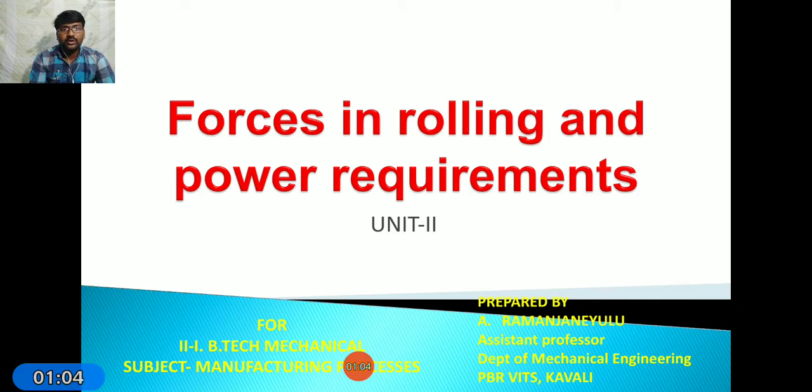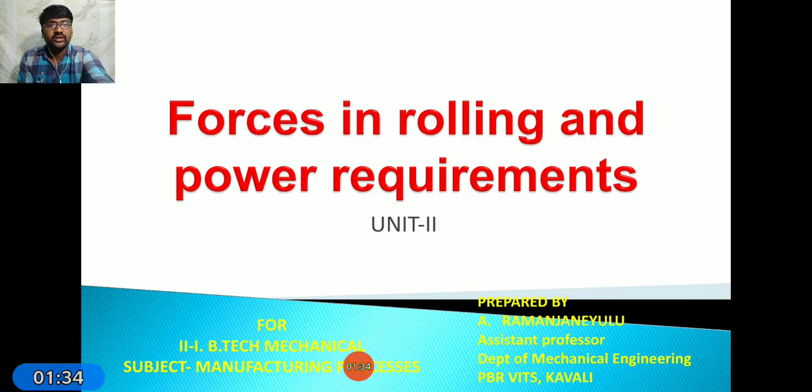Coming to power requirement, to rotate the rollers we need some power. Based on the required amount of force and torque, we calculate the power requirements. How much force is needed to compress the given workpiece? Based on that we have to calculate the power.